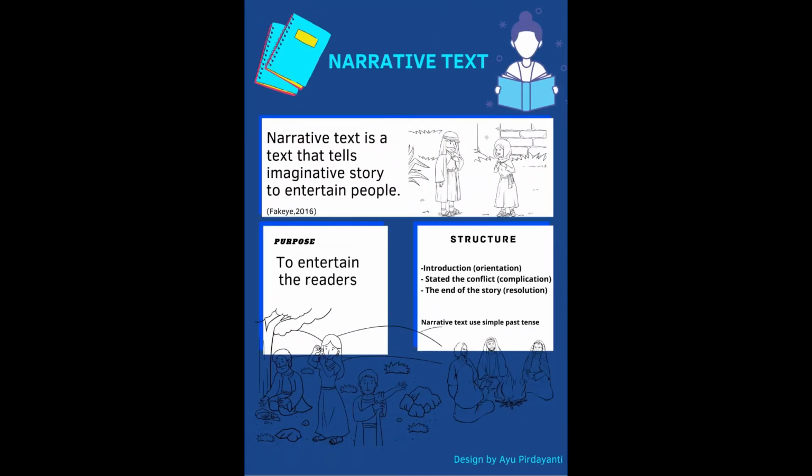To make it easy for you to understand, let's see the infographic that provides all of the points or concepts about narrative text. This is the infographic. This infographic provides the definition, structure, and purpose, and also the language features, as I said before. Maybe it can lead you to understand the concept of narrative text more easily. As I said before, the examples of narrative texts are legend, fairy tale, folk tale, and fable. Let's see the video about an example of narrative text.